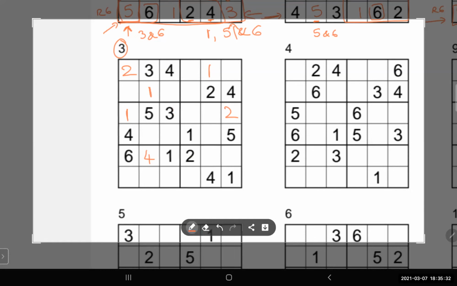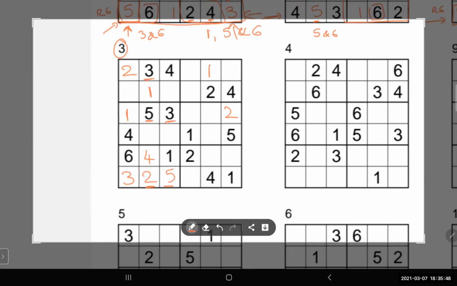Okay. Now I have 3 here. So can I have 3 anywhere here or here? No. So this is 3. I'm only left with 5. So this is 2, this is 5.